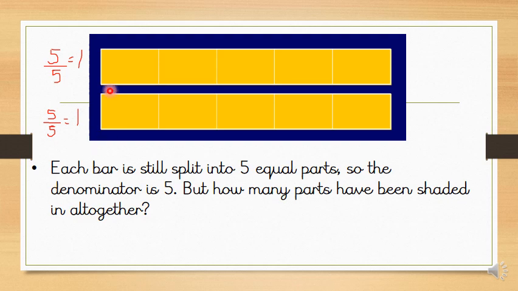And this shape has not been split into 10, it's been split into 5. So we know that the denominator is going to be 5. We've then got to count all the parts that have been shaded in. So 1, 2, 3, 4, 5, 6, 7, 8, 9, 10. So now we know we've got 10 parts that have been shaded in.